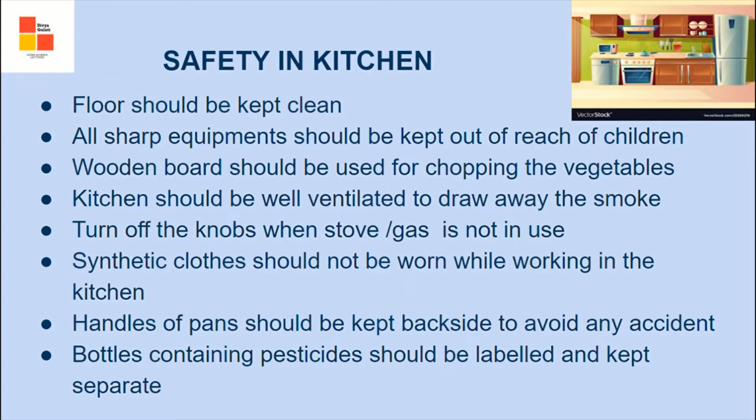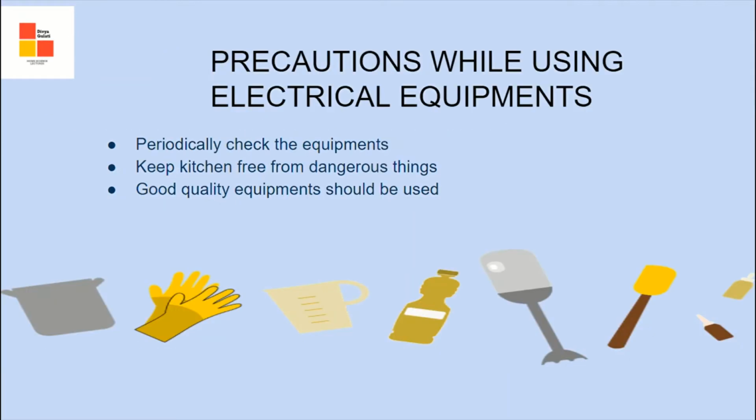The kitchen should be well ventilated to draw away the smoke, and well lit also. Turn off the knobs when the stove gas is not in use to prevent leakage. Synthetic clothes should not be worn while working in the kitchen because they catch fire very easily. Handles of the pan should be kept backside to avoid any type of accident. Bottles containing pesticide should be labeled and kept separate and out of reach of children.